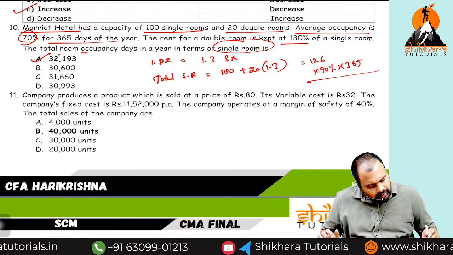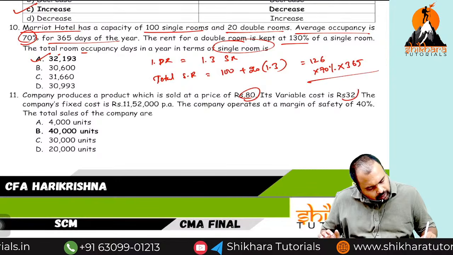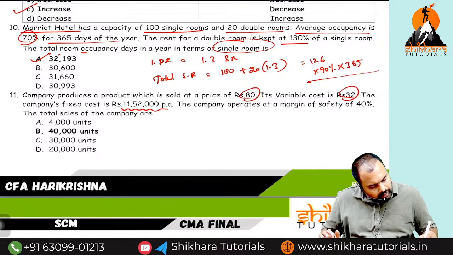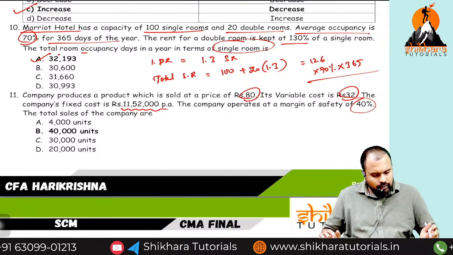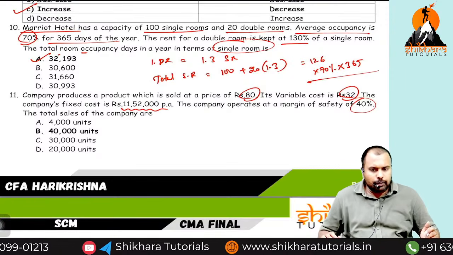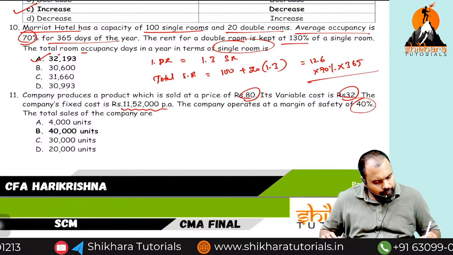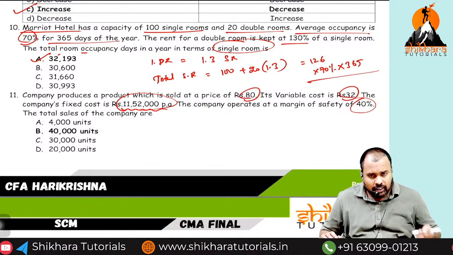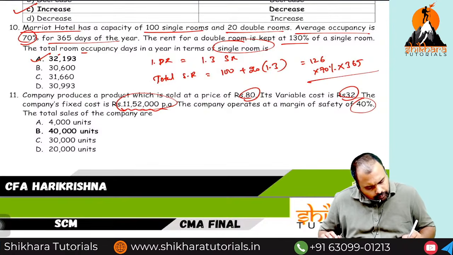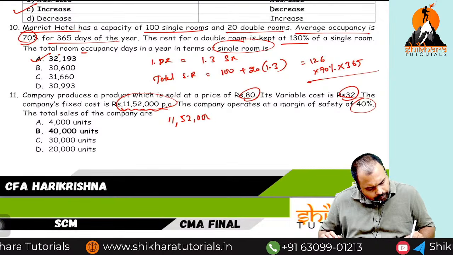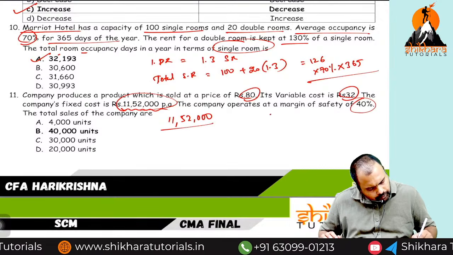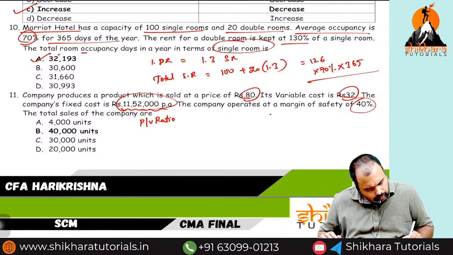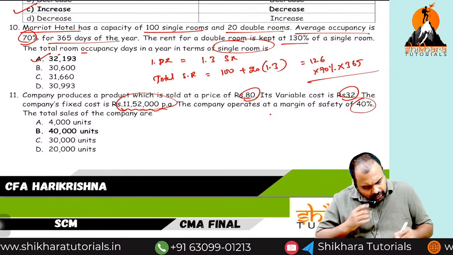Company produces a product which is sold at a price of 80. Variable cost is 32. The company's fixed cost is 11,52,000 per annum. The company operates at a margin of safety of 40%. What is the total sales, sir? So if margin of safety sales is 40%, break-even sales has to be 60%. And 60% sales covers 11,52,000, because break-even sales covers fixed cost, sir. Got it right? Now, 11,52,000 divided by PV ratio. First, let's find out the PV ratio. Or as they are given in units, let's complete in units only.